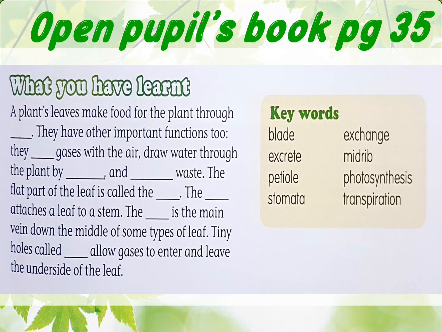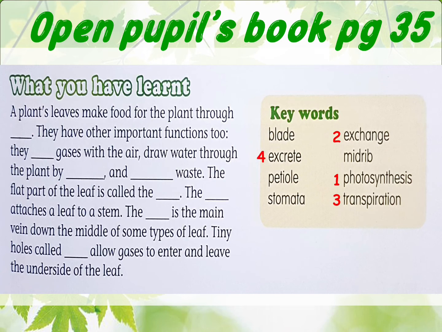After that, I want you to go to Pupils book page 35. Let's do what you have learned. A plant's leaf makes food for the plant through the process called photosynthesis. They have other important functions too. They exchange gases with the air. Draw water through the plant by, what is the process we learned? Transpiration, and then excrete waste.